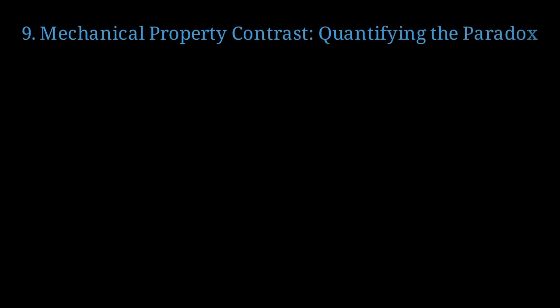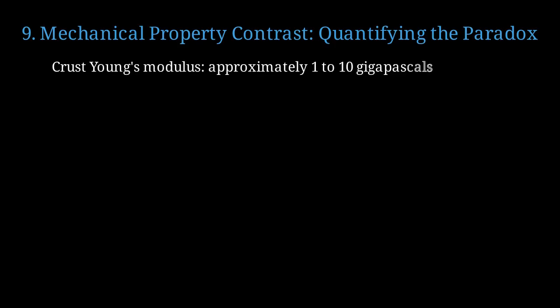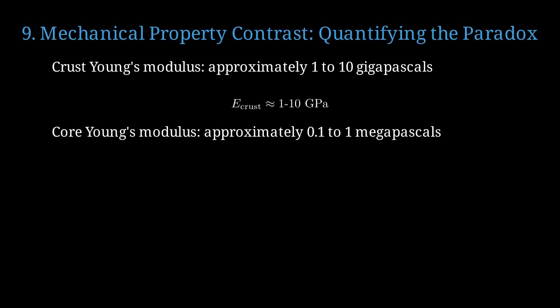Let's quantify exactly how different these two regions are mechanically. The crispy crust has a Young's modulus of approximately 1 to 10 gigapascals, similar to some plastics. The marshmallow core has a Young's modulus of only 0.1 to 1 megapascal, about 10,000 times softer. This dramatic comparison shows the 10,000-fold difference in stiffness between crust and core.